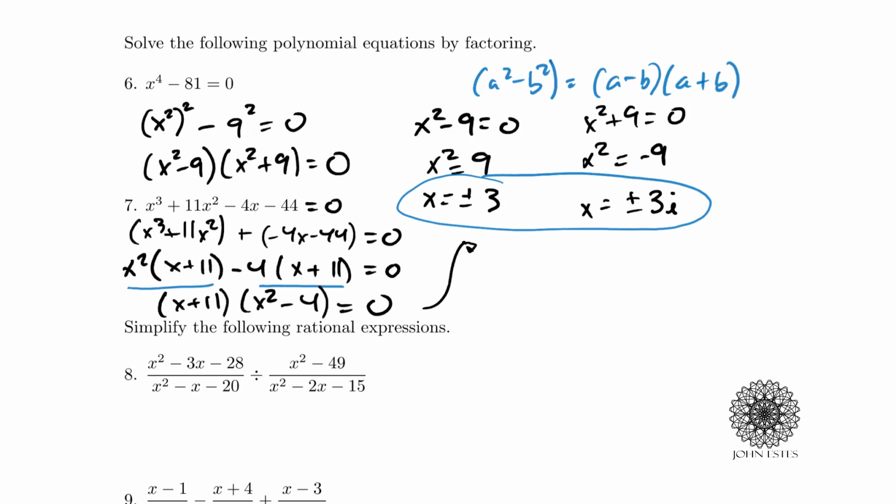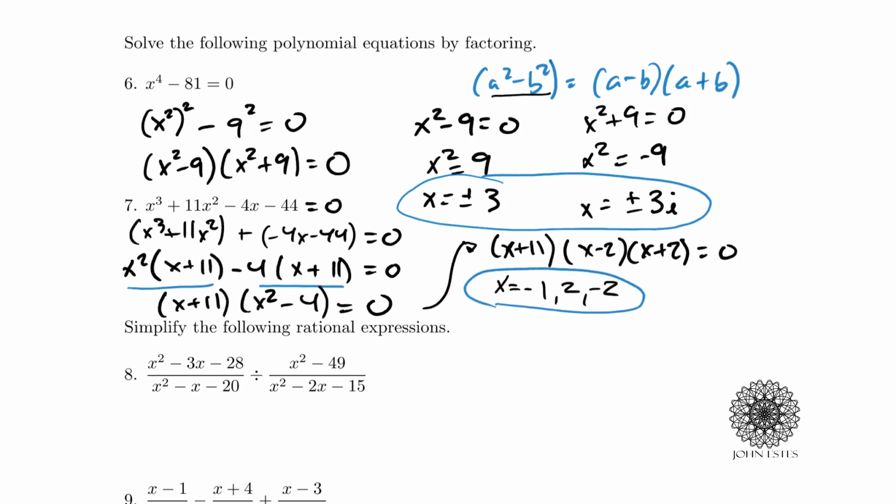And actually, I can factor this a little bit more because I know x squared minus 4, using my a squared minus b squared, the difference of squares formula, is going to be x minus 2 times x plus 2 set equal to 0. So now I have three solutions: negative 11, positive 2, and negative 2. And there are my three solutions. I hope those make sense. We're just factoring just like we did with quadratics, just maybe an extra step or two.